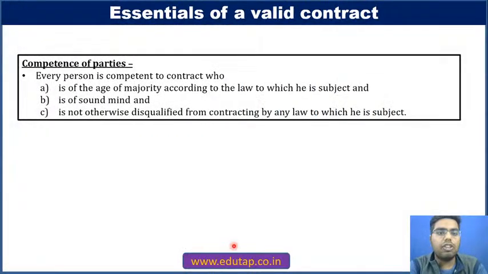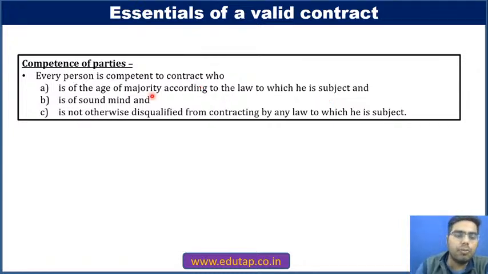Now, competence of parties. Every person is competent to contract who is of the age of majority according to the law to which he is subject. That means he should be a major, not a minor. In India, the age of majority is 18 years. So if he has crossed 18 years of age, then he is competent to contract.